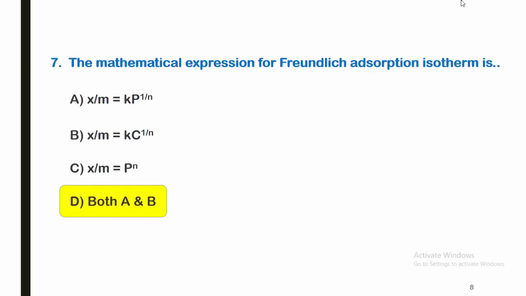Here always remember the Freundlich adsorption isotherm can be written in two ways: x upon m is equal to k into p raised to 1 upon n, where p is the pressure, for the case where a gaseous molecule is adsorbed on a solid adsorbent; and x upon m is equal to k into c raised to 1 upon n, where c is the concentration, where the adsorbates are solutes or liquids. Therefore, option number D, both A and B, is the right answer.